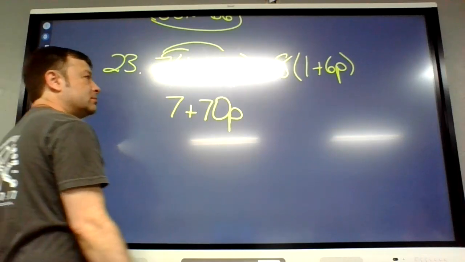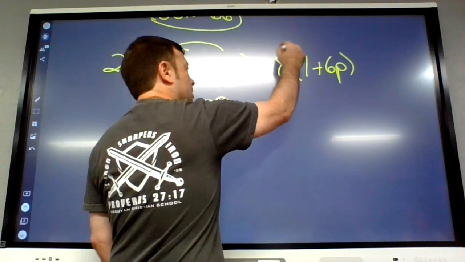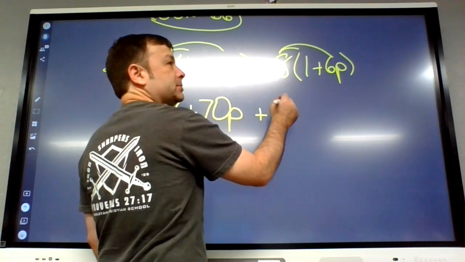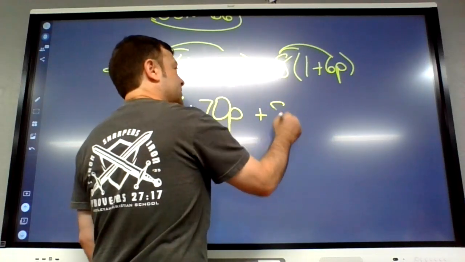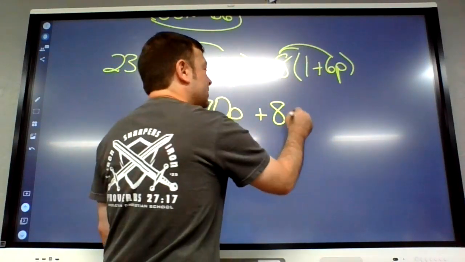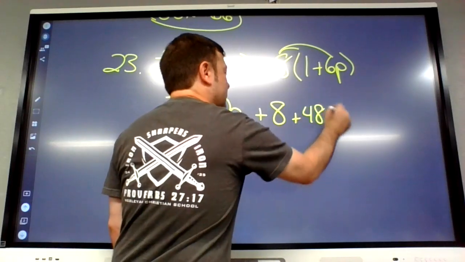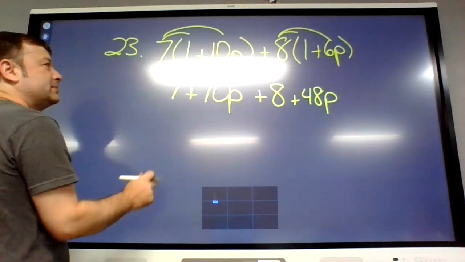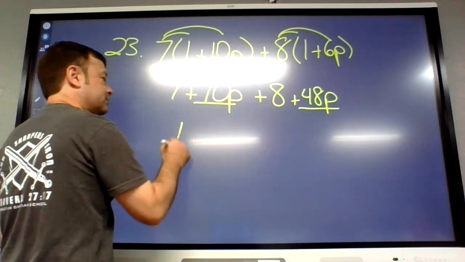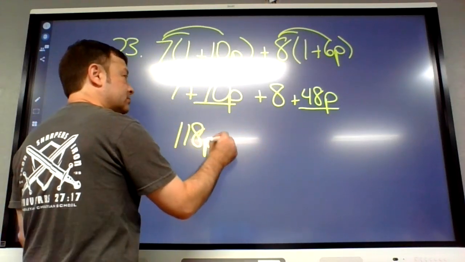Chase, you do same thing up to 8, which is 7p. And 48p. Okay. Combine 7p and 48p to get 118p plus 15.